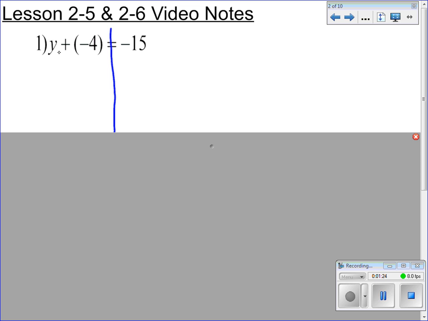The whole goal of solving these equations is to isolate the variable. By the way, this is question 1, not 1y, so pay no attention to that. It's just y plus negative 4.